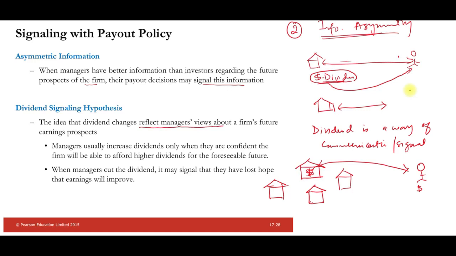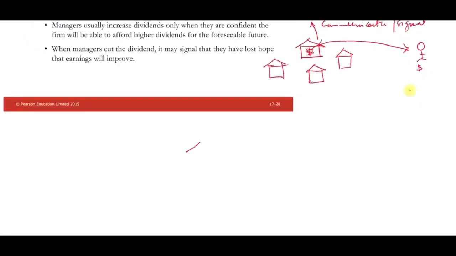earning prospects. When the company increases dividends, right? So let me write it here. There are three situations: when a company increases dividends, it may send a signal to the shareholders. When the company reduces dividends, it may again send a signal to the shareholders. And when a company does not pay any dividend, then it is a signal. If the company is paying more dividend, it could be a signal about the future prospects. Future prospects mean what would happen to the company in future, right?